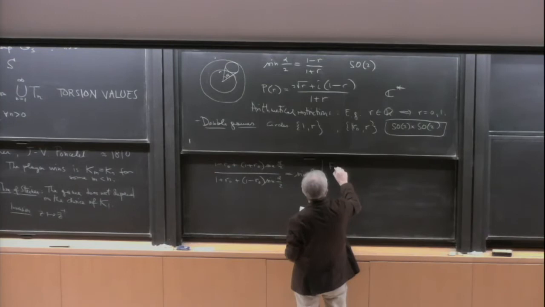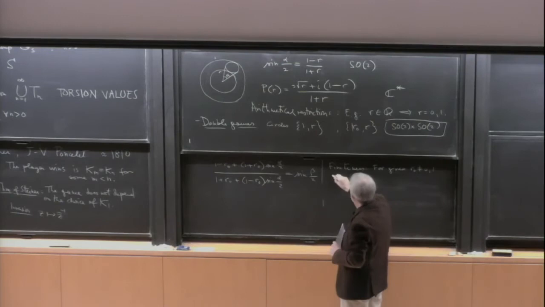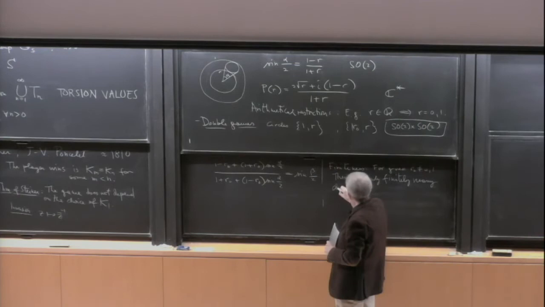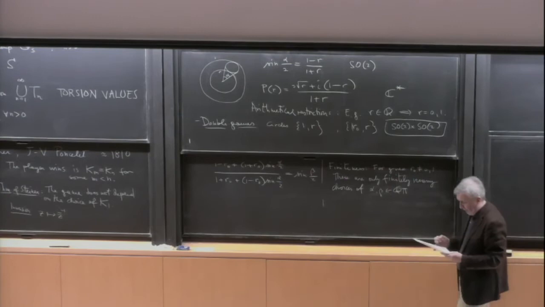Finiteness: for given R naught different from 0 and 1, there are only finitely many choices of alpha and beta both rational multiples of pi. So this is very elementary to treat, but it is already more subtle than the former game.